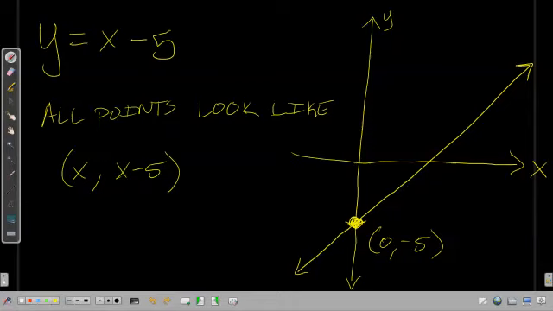So then maybe I'm curious about, I don't know, that number, 7. When x is 7, the ordered pair would have to be 7, 7 minus 5, which is 2.